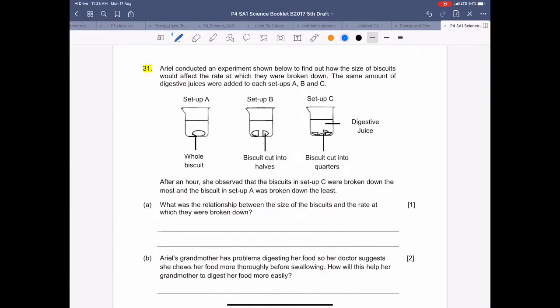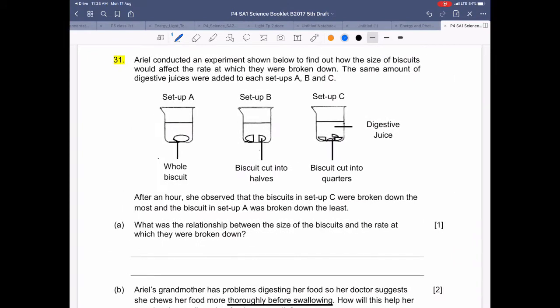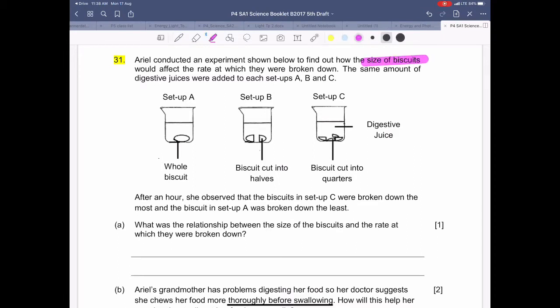Okay, next. Ariel wanted to conduct an experiment shown below to find out how the size of biscuits would affect the rate at which they were broken down. The same amount of digestive juice was added to each setup. After an hour, she observed that the biscuit in setup C was broken down the most, and the biscuit in setup A was broken down the least.